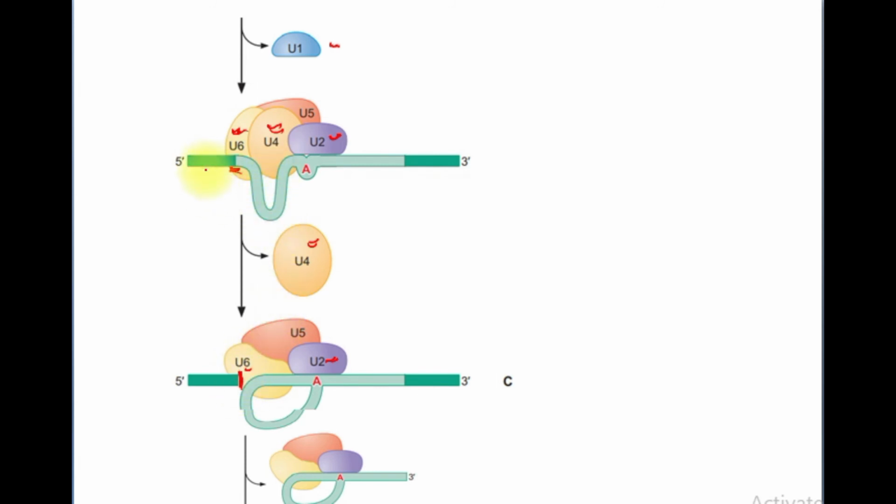As we have discussed, first of all, we have a branch point whose 2' OH group makes a nucleophilic attack on the 5' splice site. See here, the 5' splice site was very far away. That is the reason we have to bring the 5' splice site near the branch point, so that the 2' OH can help in the cleavage, because over a very long distance the nucleophilic attack cannot be done.